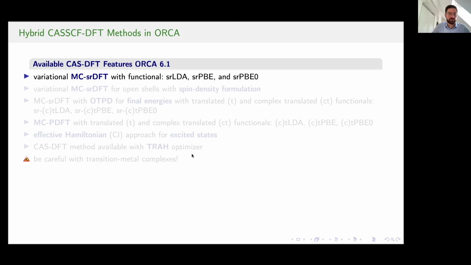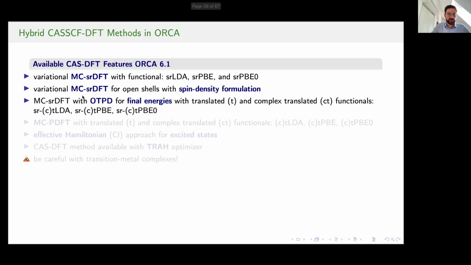So finally, I would like to give you a list of available CAS-DFT features in ORCA 6.1. We have a variational MC short-range DFT implementation for the functionals short-range LDA, short-range PBE, and PBE0. We also have a variational formulation for open-shell systems using the spin density formulation. We can use then for the final energy evaluation the on-top pair density for MC short-range DFT, and then we have the translated and the complex translated functionals for LDA, PBE, and PBE0. We also have the MC-PDFT available for the translated and complex translated functionals LDA, PBE, and PBE0.